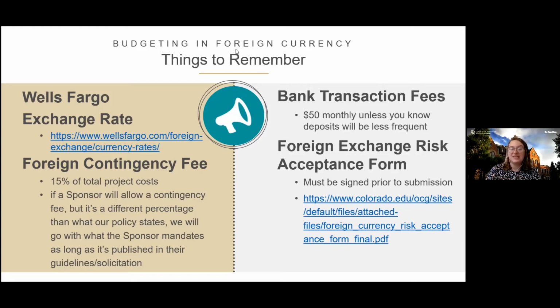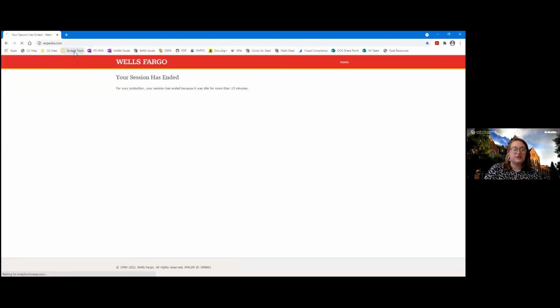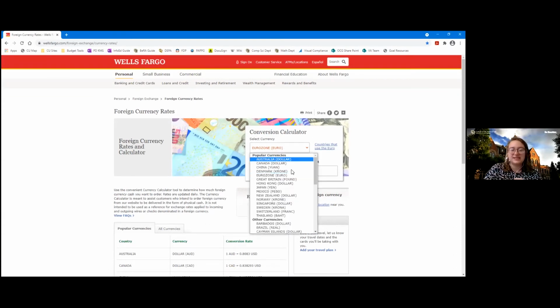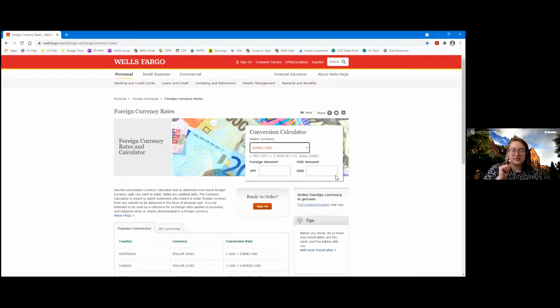The first thing you need is a conversion rate, right? The university's policy mandates that we use Wells Fargo's exchange rate. So we've given you the link here. If you go ahead and click into that, we'll show you what we're going to be using today. So we are going to do our example based on Japanese yen, since I'm working in it right now, actually. And so you'll go ahead and select the currency that we're going to be budgeting in. So we're going to do yen.